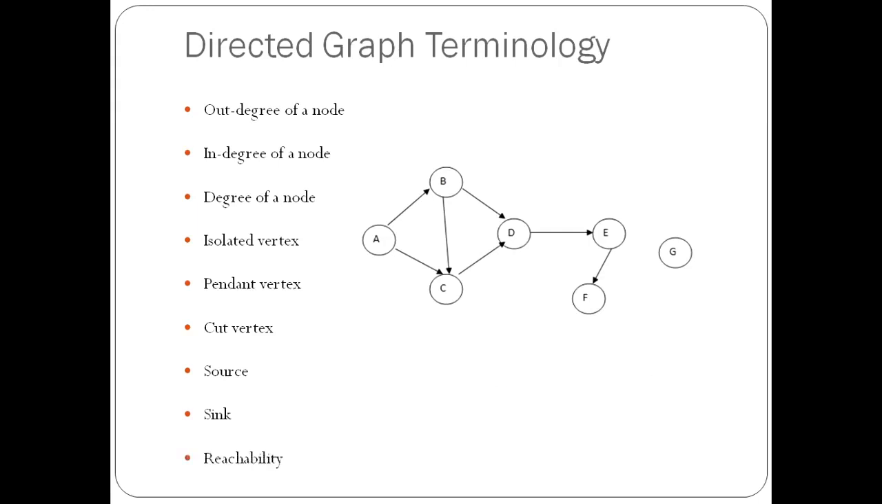Now the next point is reachability. Reachability means two nodes are said to be reachable when there exists a path from one node to the other node. For example, we can say that node A to node F are reachable. Why? Because there exists a path from node A to node F. We can travel from A to B, then B to D, D to E and E to F. Or we can travel by a different path, A to C, C to D, D to E and E to F. That's why we can say that node F and node A are reachable.